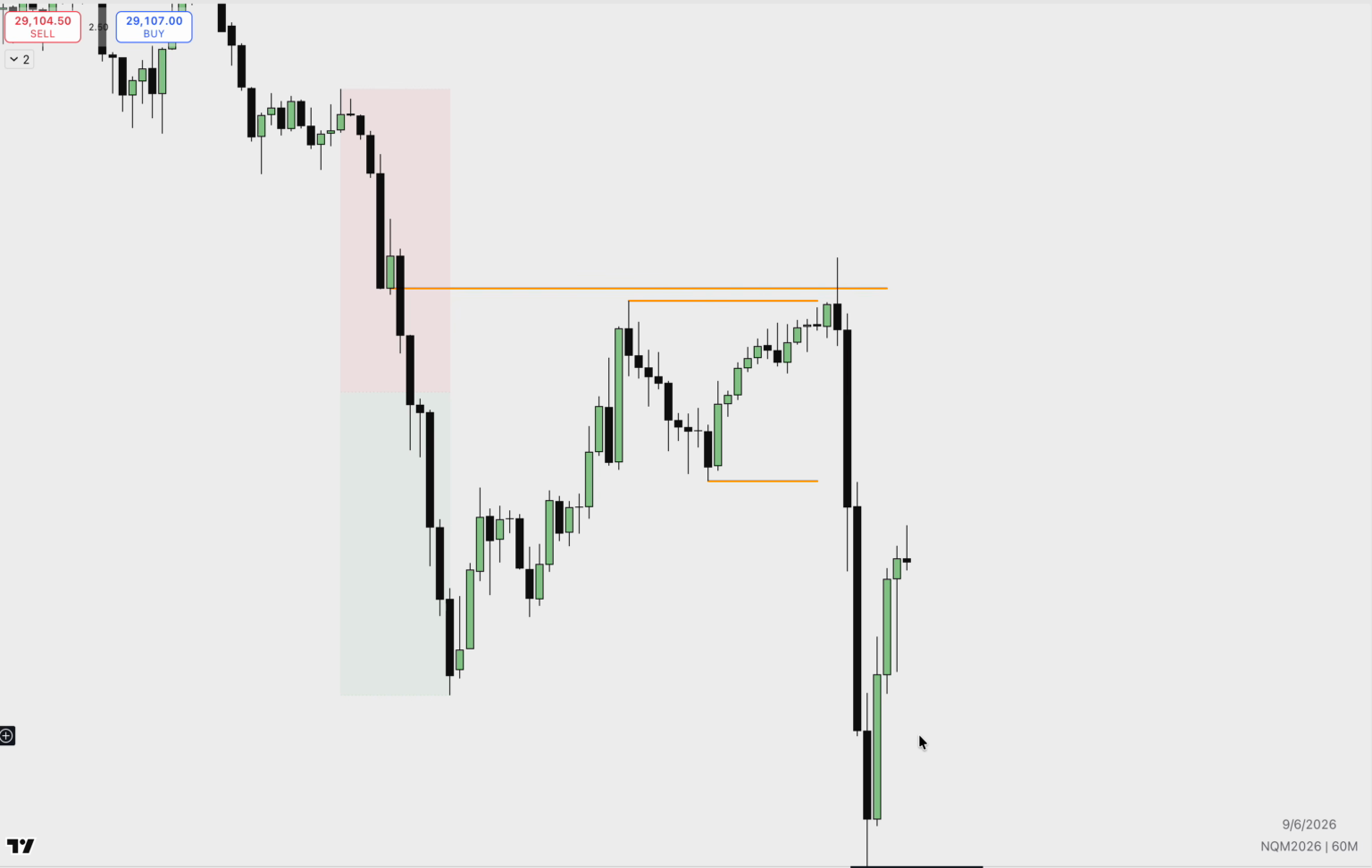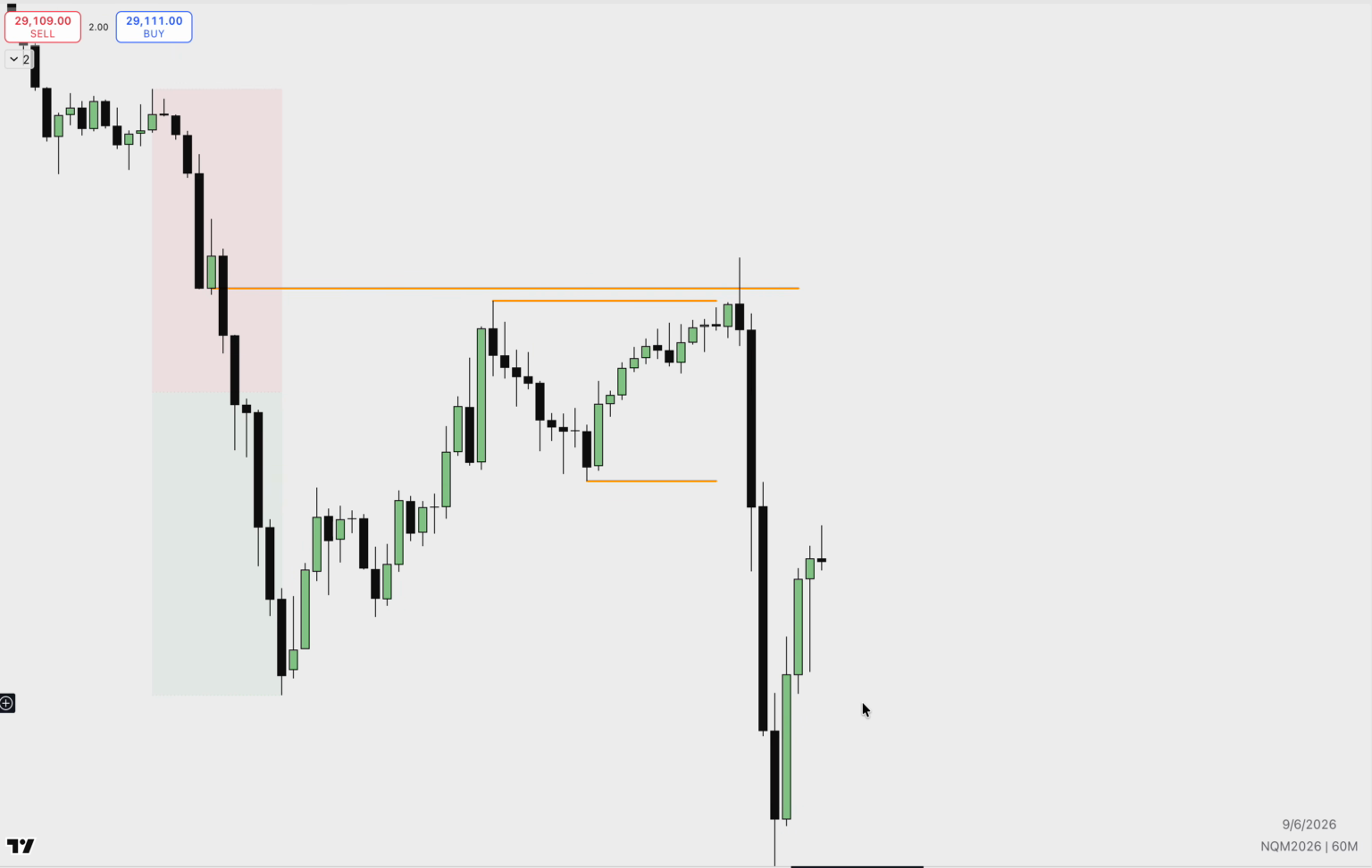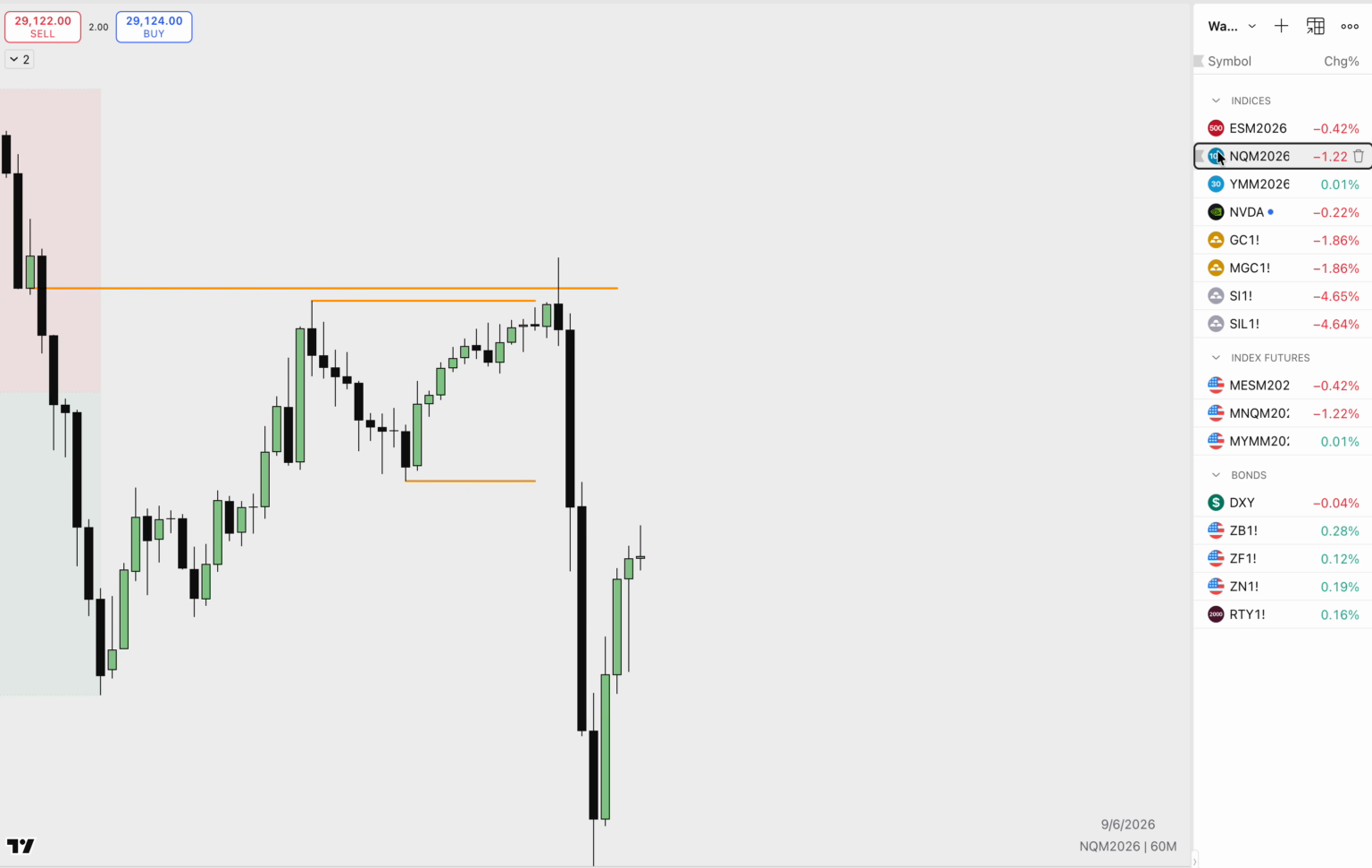Okay, that's what you want to see all the time. This is bread and butter. Okay, key level here, range high, distribution lower. Now, the higher time frame stuff, right?